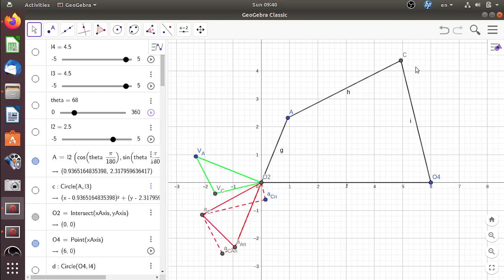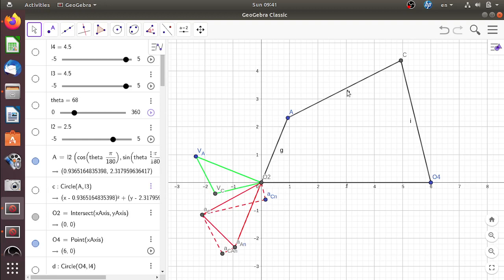In this video, we are going to discuss the velocity diagram and acceleration diagram using GeoGebra. I'm not going to tell you how to construct it, but I'm going to give you some hints so that you will be able to construct it on your own.